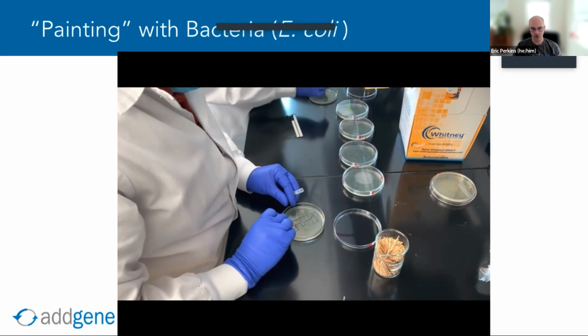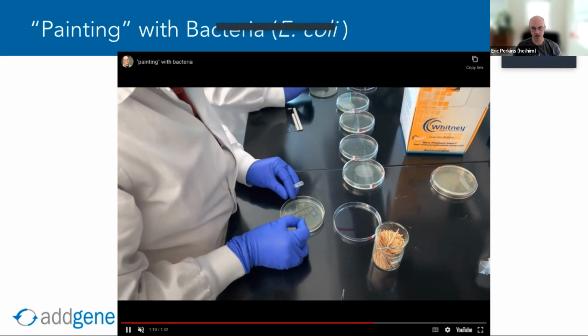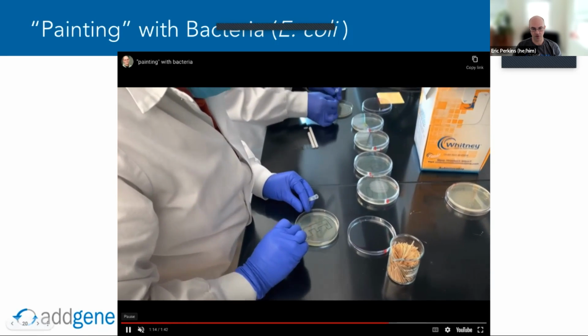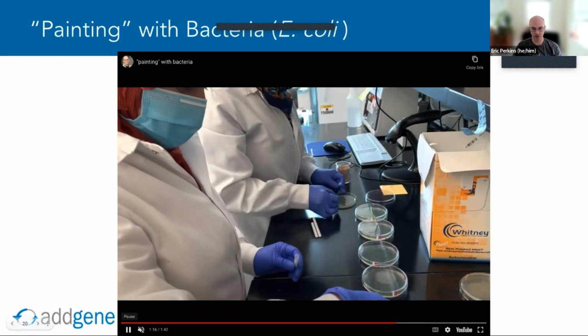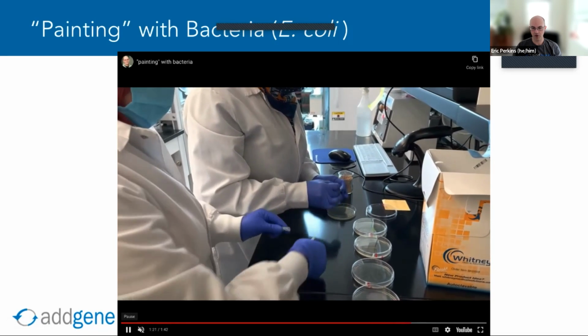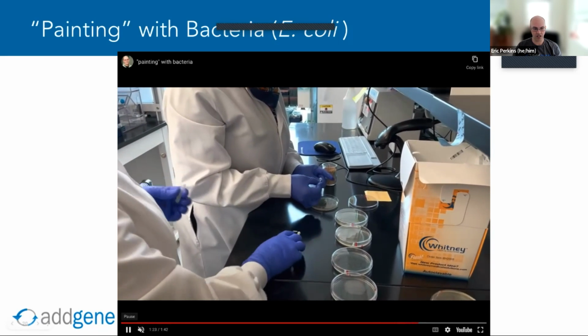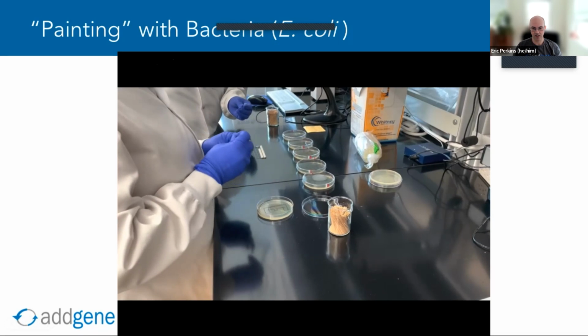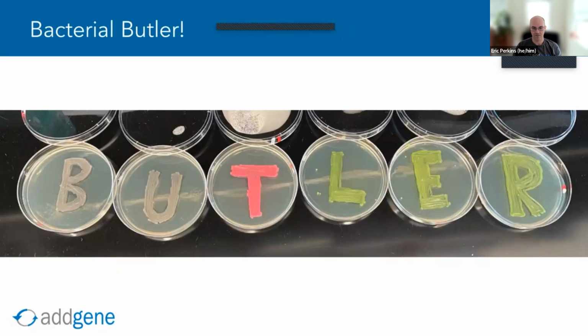And I don't know if you can guess what they're doing based on the letters that are on there, but I'm going to stop the video. So what they're going to do is they put that on there, and then they put them in what's called an incubator. The incubator grows the bacteria overnight. And then the next day, we get this. So there's our school name, Butler.